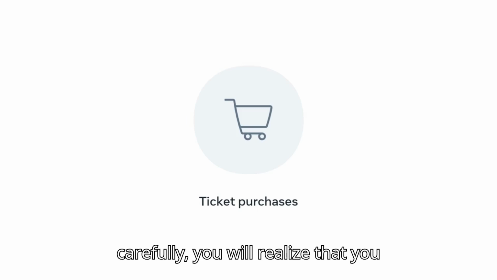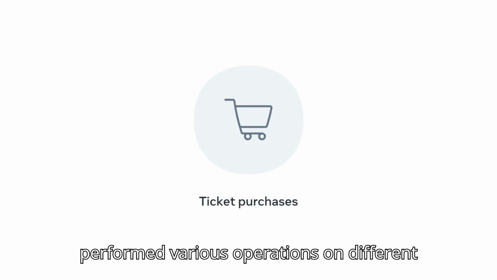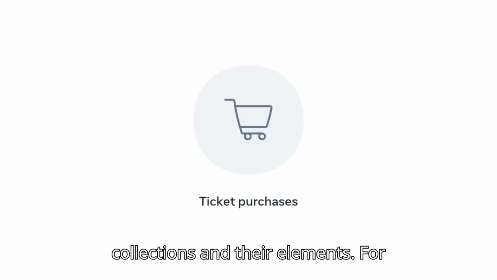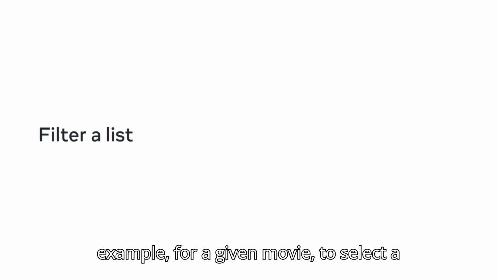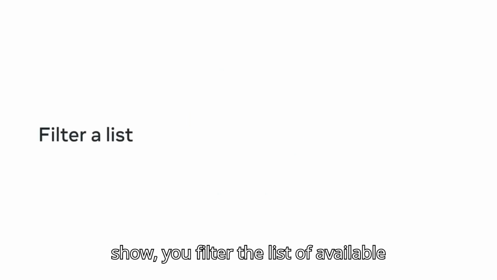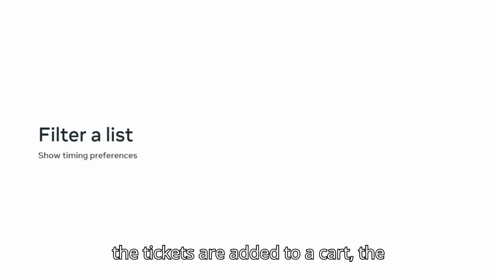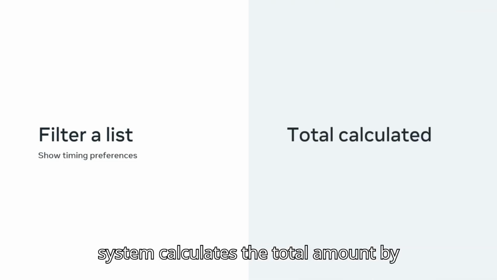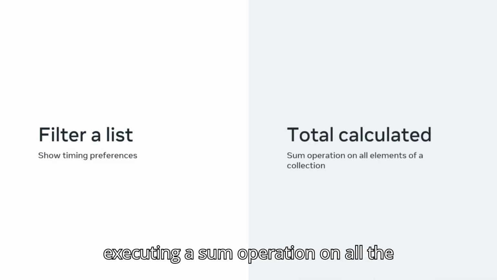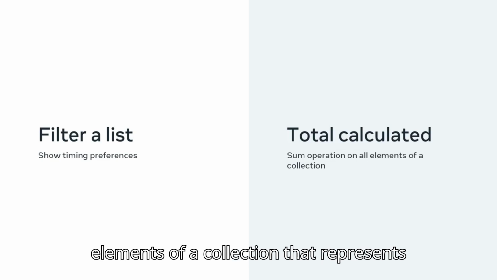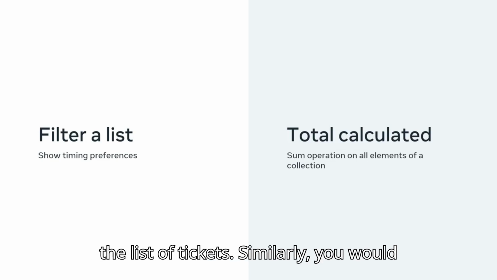If you observe carefully, you will realize that you performed various operations on different collections and their elements. For example, for a given movie, to select a show, you filter the list of available shows based on your show timing preferences. Once a show is selected and the tickets are added to a cart, the system calculates the total amount by executing a sum operation on all the elements of a collection that represents the list of tickets.